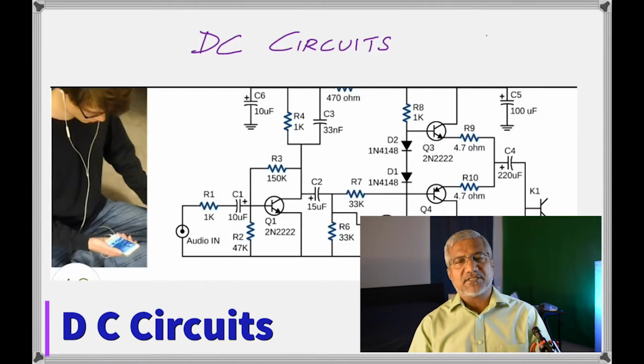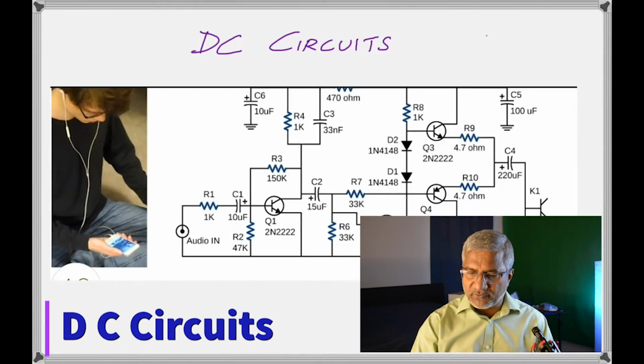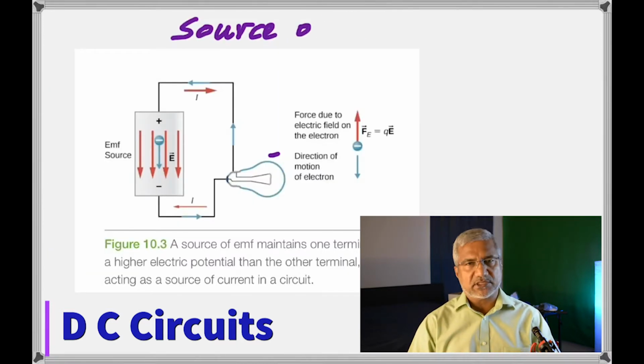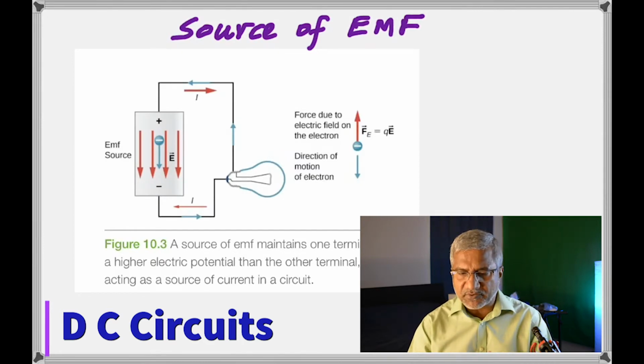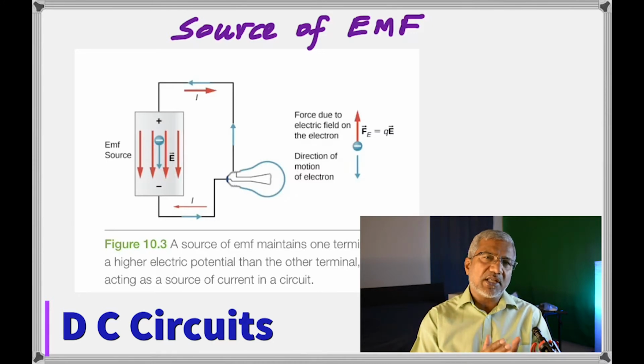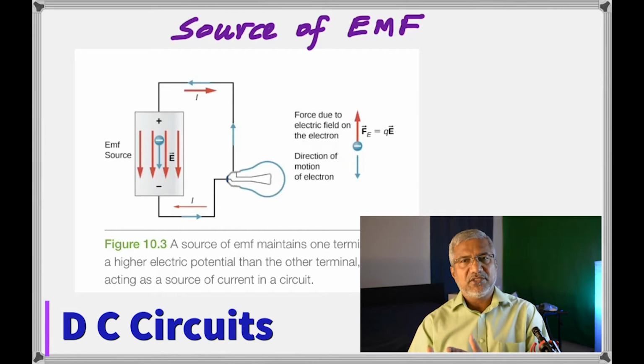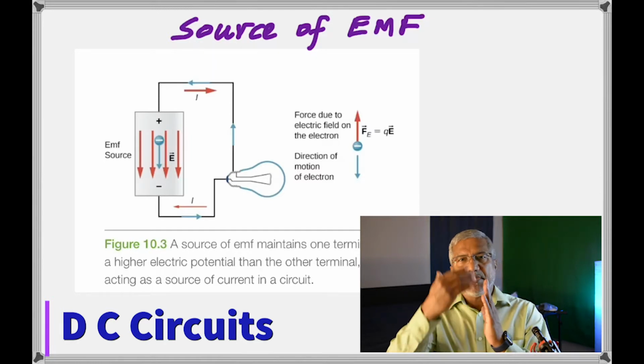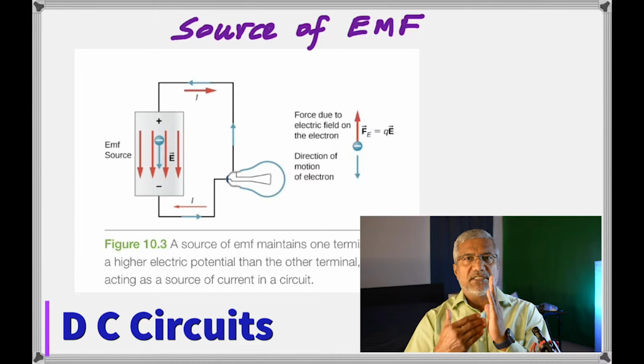So let's get started. As you move into this chapter, first of all, we have to take a look at the sources and the types of sources. So here you have a type of source. And what is a source? It's something that maintains one terminal at a higher electric potential compared to the other. When we draw the symbol of a battery, we draw a bigger line, which is the positive, and then a shorter line, which is the negative.